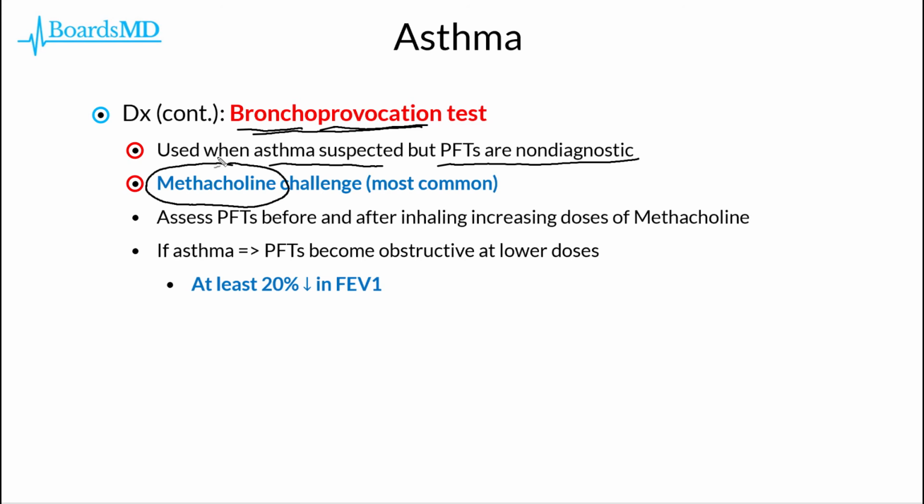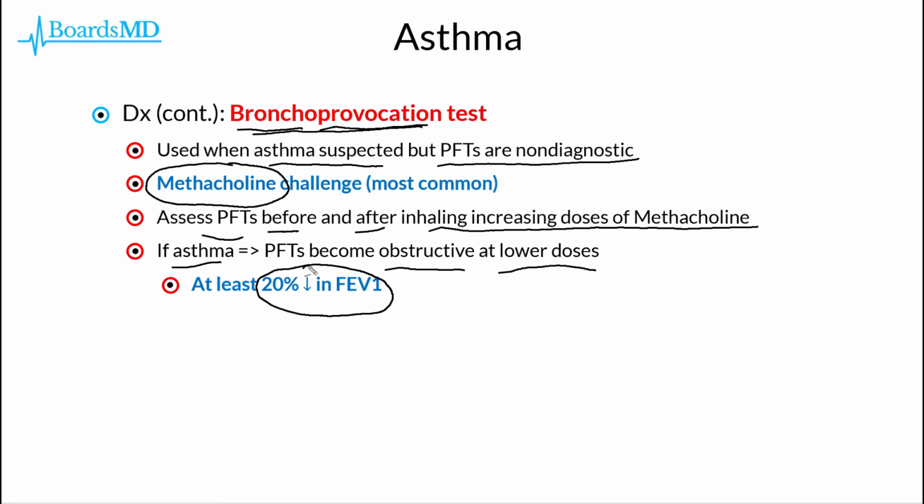In a methacholine challenge, we are able to assess the patient's PFTs before and after inhaling increasing doses of methacholine. And as would be suspected in the case of asthmatic patients, the pulmonary function tests are going to become more obstructive in terms of their pattern at lower doses compared to normal patients. Additionally, if there is at least a 20% decrease in the FEV1 in response to the methacholine challenge, this is considered to be diagnostic for asthma.